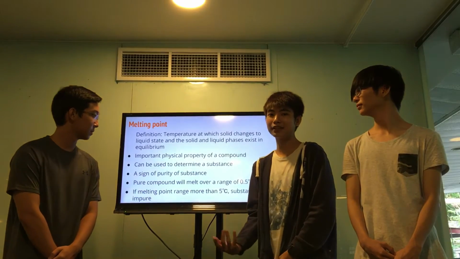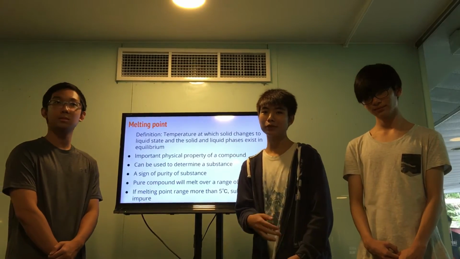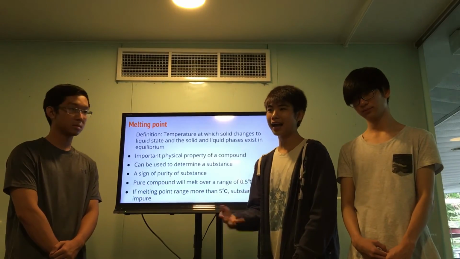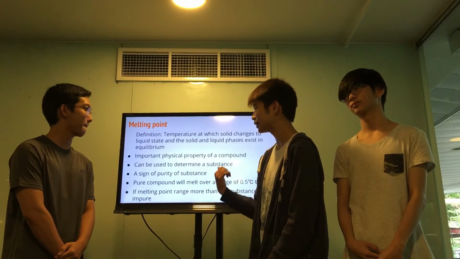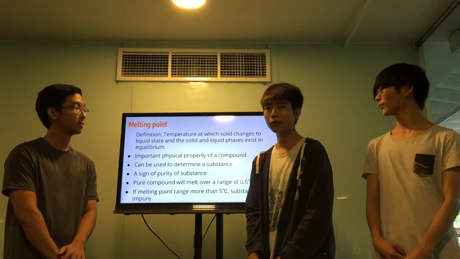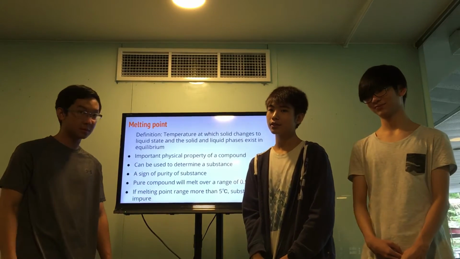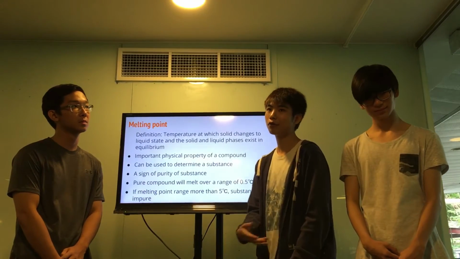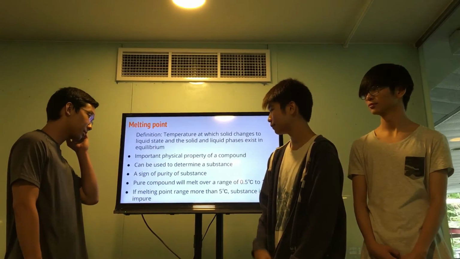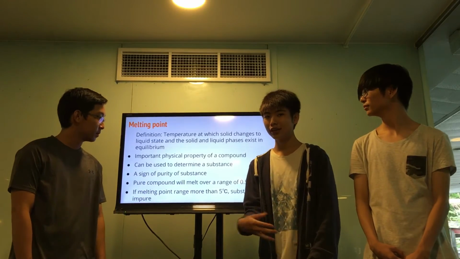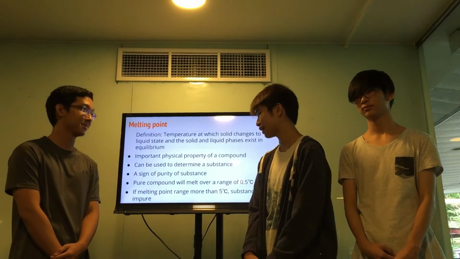For example, if I have an element that has a certain boiling point or a certain melting point, and I have a compound that I want to test whether it is that element, I can test for its melting point, and if it does match the melting point, then it will be used to determine that it is that element. Melting point, furthermore, can also be a sign of purity of the substance. So for example, a pure compound will melt over a very small range of about 0.5 to 1 degree Celsius, and if the melting point range of a compound is very large, like for example 5 degrees, it would melt over a very large melting point range.